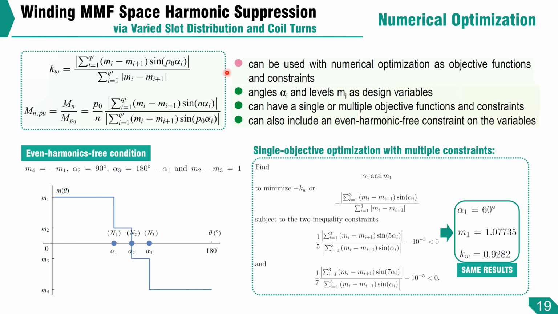The first one is numerical optimization. They can be used as objectives and constraints. The slot position angles and levels are variables. And if we use the even harmonics free condition, we are left with fewer independent variables. For example, we say we want to find the shape that maximizes the winding factor for the working harmonic, but we want the fifth and seventh harmonics to be very small, 100,000 times smaller than the working harmonic. That's basically to eliminate them, and we got the same results here as the mixed layer winding.